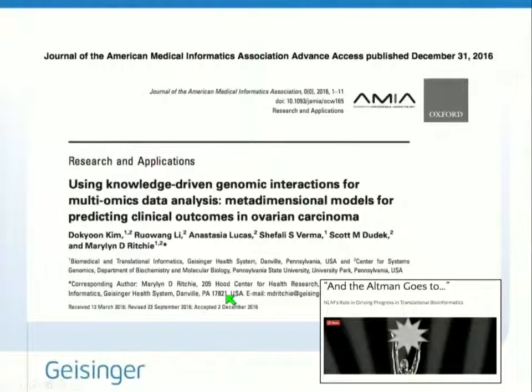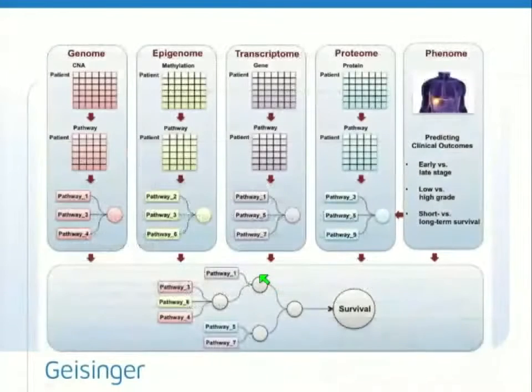So in this one, we were looking at metadimensional models. So it's multi-omics again, in ovarian cancer. But we wanted to use that knowledge-driven strategy, so mapping the data first before we integrate. So here, we're using genome, epigenome, and transcriptome data. There is proteome data available, but we chose not to use it for this particular study.